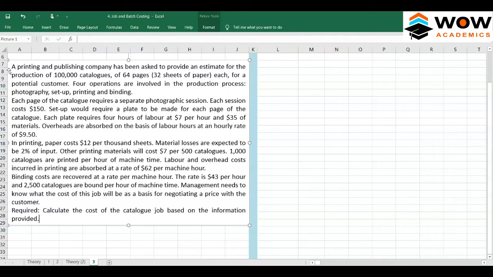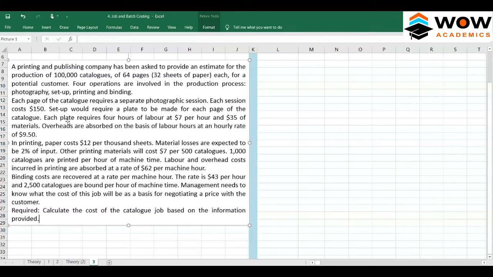So we'll start from the required part. Calculate the cost of the catalog job based on the information provided. A printing and publishing company has been asked to provide an estimate for the production of 1 lakh catalogs of 64 pages. So 32 sheets of paper are there. They have to produce 1 lakh catalogs of 64 pages. For a potential customer, 4 operations are involved in the production process: photography, setup, printing, and binding. Each page of the catalog, so how many pages are there? There are 64 pages. Each requires a separate photographic session.